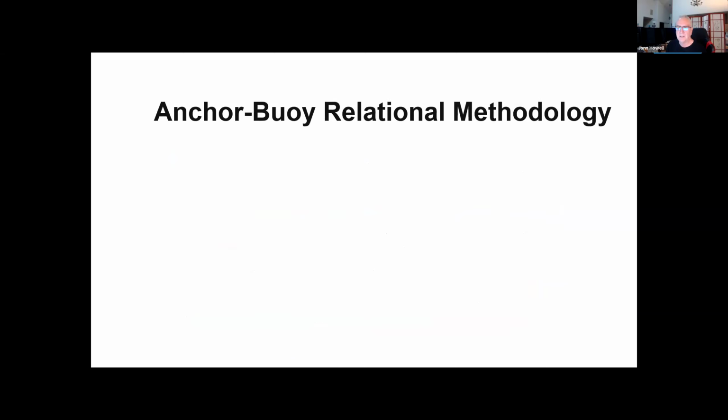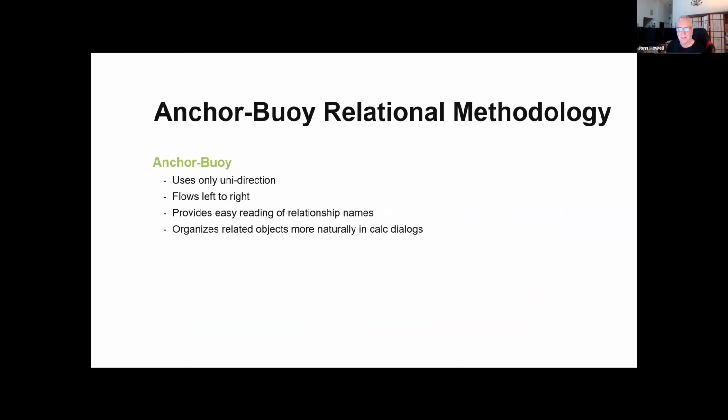So the alternative, or one of the most popular alternatives to the spider graph, is anchor buoy. I'm going to do a lightweight talk about this. It's unidirectional. It flows left to right. It's easy to read the relationship names, and I'll give examples. The relationships are organized so naturally in alphabetical order in all your calculation dialogs. You can use predictive coding, which I will demonstrate.